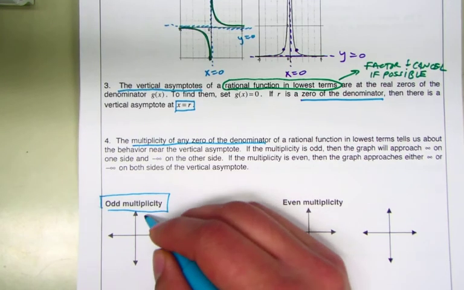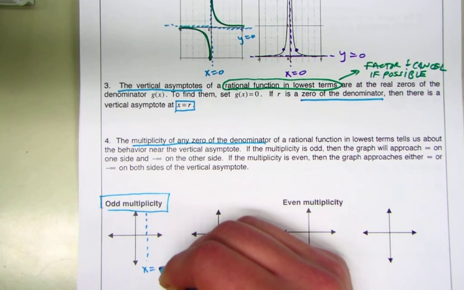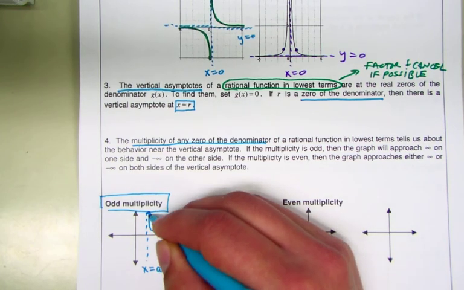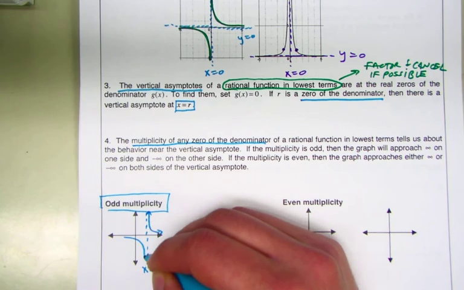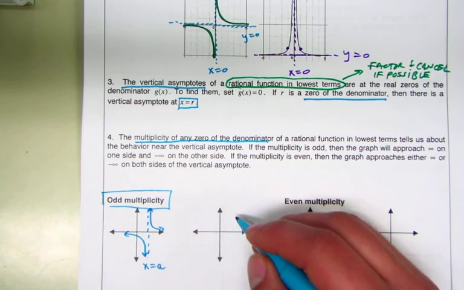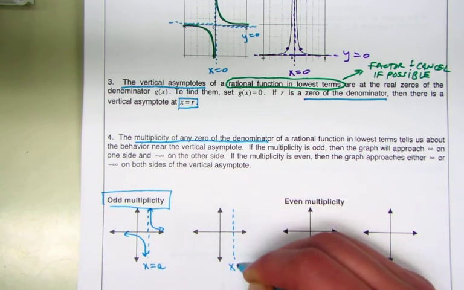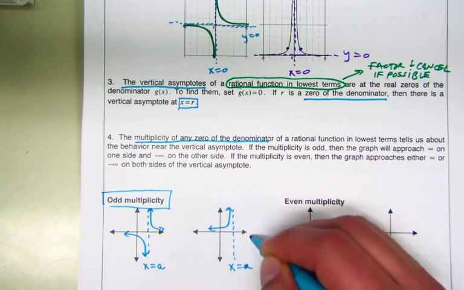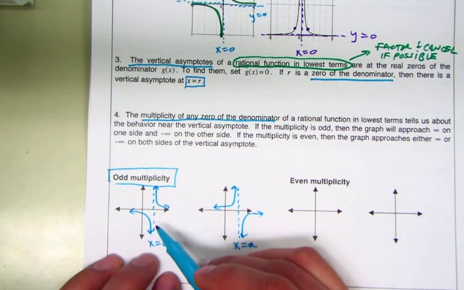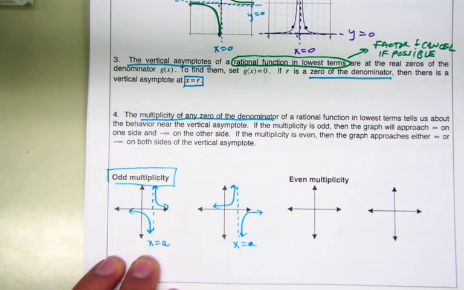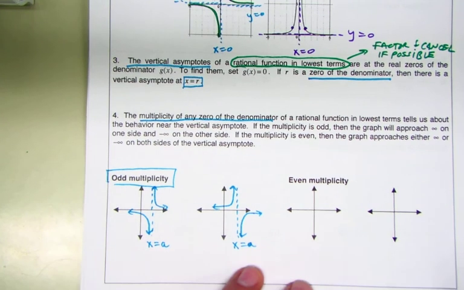So your only options here, let's say there's an asymptote at x equals a. If on one side of it we get close to infinity, on the other side we must be getting close to negative infinity, or going the opposite direction. These could be flipped. Maybe you get close to infinity on the left, and then on the right we get down to negative infinity. But that's the key: on one side we're going down, on the other we're going up. Here we're going up and then down. So anytime you see odd multiplicity, that's what you can expect.